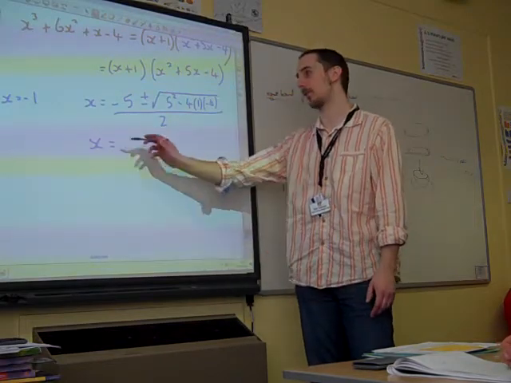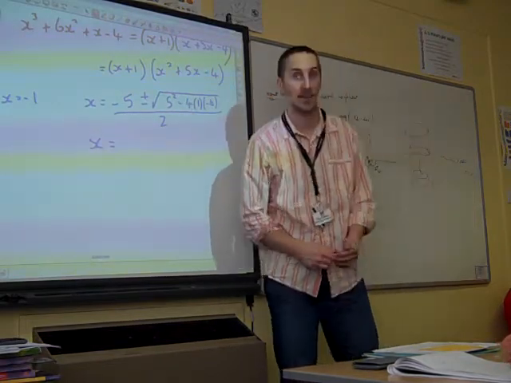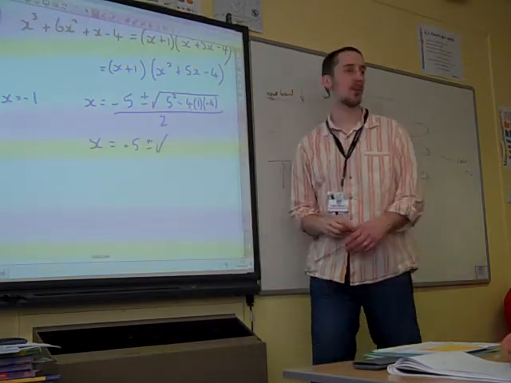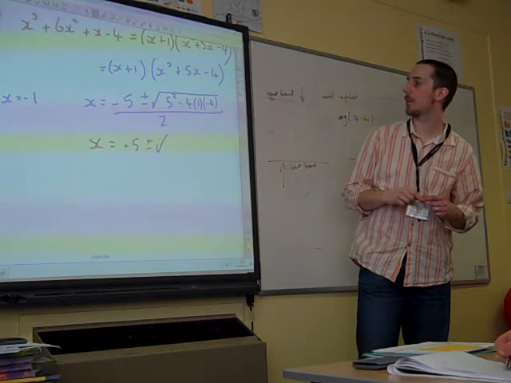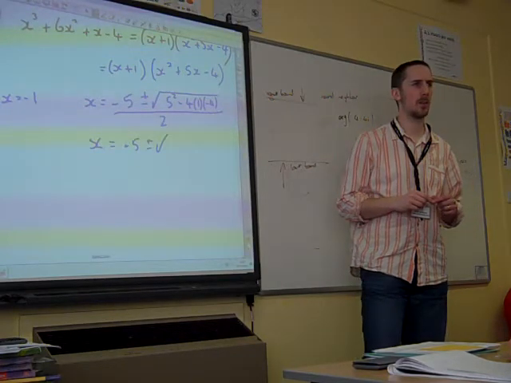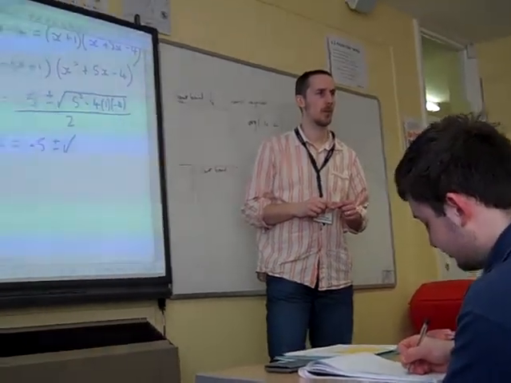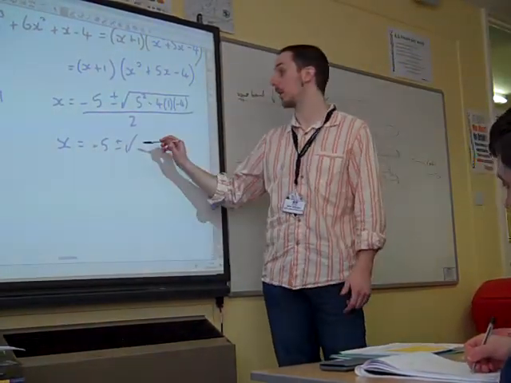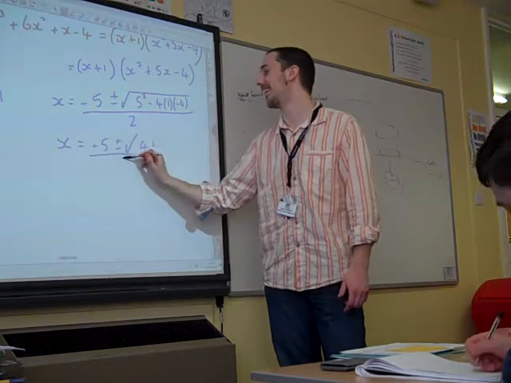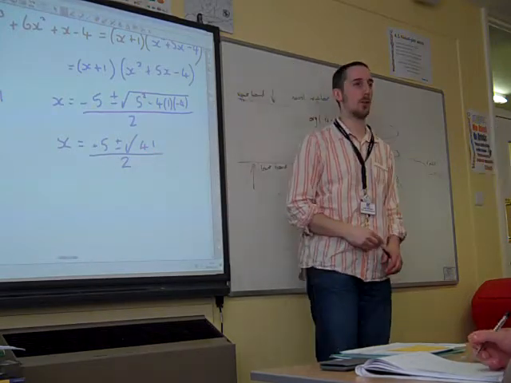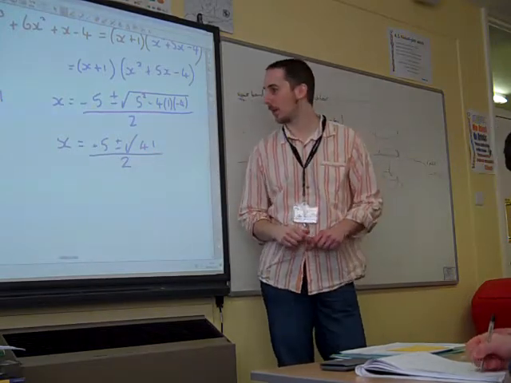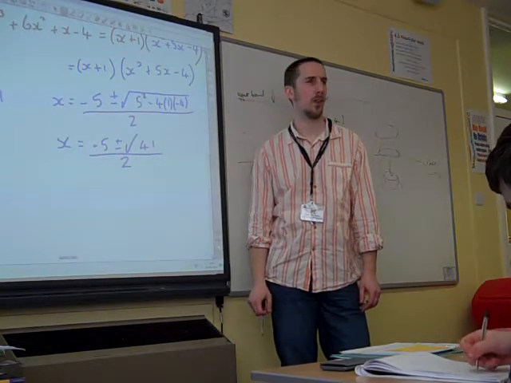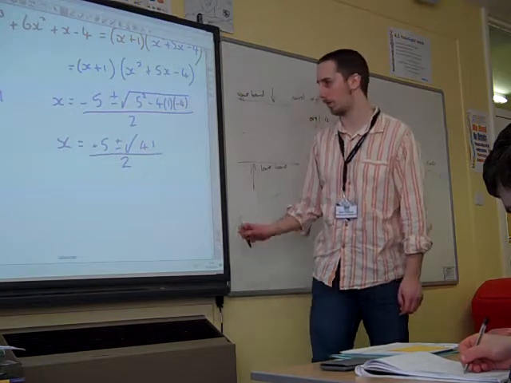Right, what does this give us? That's 25 plus 16, is that right? Yes, it is. So it's 41, well done. Over 2. There we go, so there are the roots. X equals minus 1, or minus 5 plus or minus root 41 over 2. Not a great answer, but there we go.